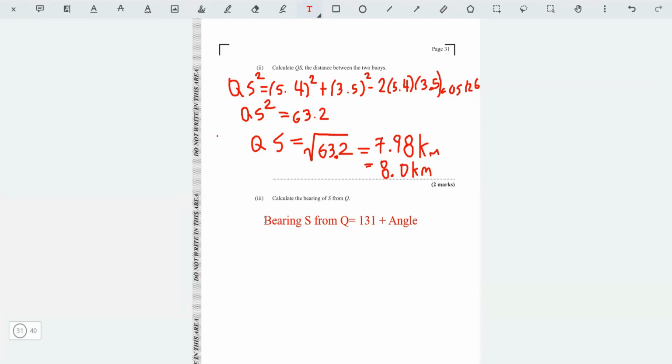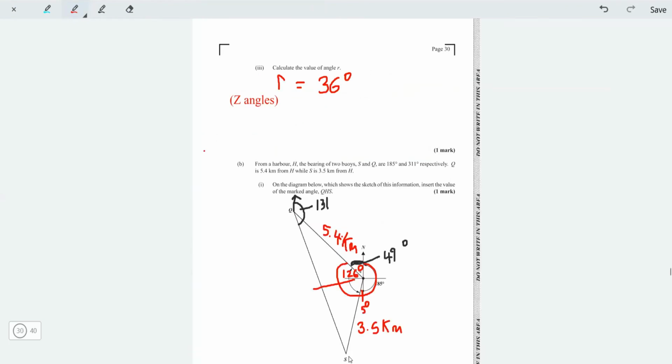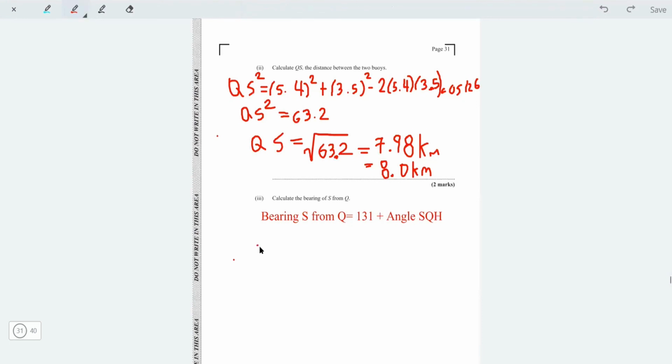I can call that angle SQH. Let me go back and check. I think that's SQH. See it there? Angle SQH. Yes, this is the angle I want to find. Now I'm going to use the sine rule. The sine of angle SQH. I'm going to call angle SQH theta.